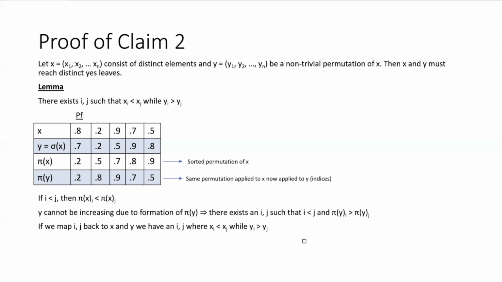We see that this last statement holds, where xi is less than xj and yi is greater than yj. Thus, we have proved that there exists the i, j where xi is less than xj and yi is greater than yj. So with that, we can jump straight into the proof of claim 2 now. If x consists of distinct values, that means the answer of x is going to be yes, right? And if y is just a permutation of x, that means the answer of y itself is also going to be yes. Now we suppose that x and y reach the same leaf L.